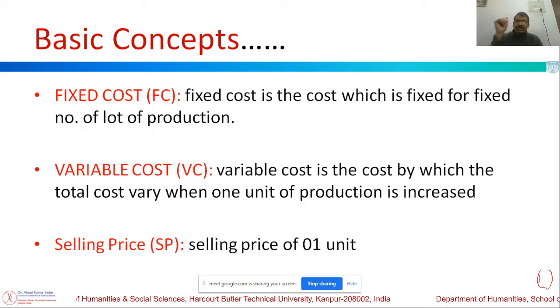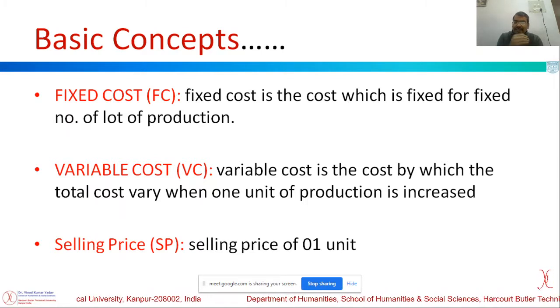But for variable cost, say for example you are producing writing pens. For each pen, the raw material cost is a variable cost. It will vary. Labor cost will vary. Electricity cost will vary. Rent will vary. So these are variable costs.